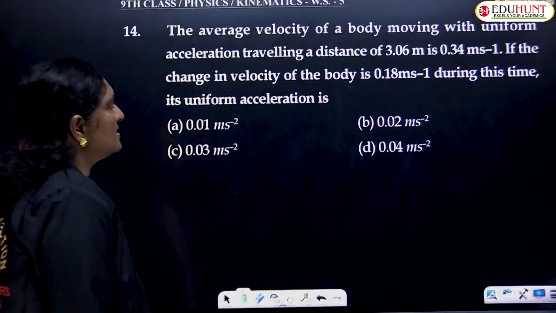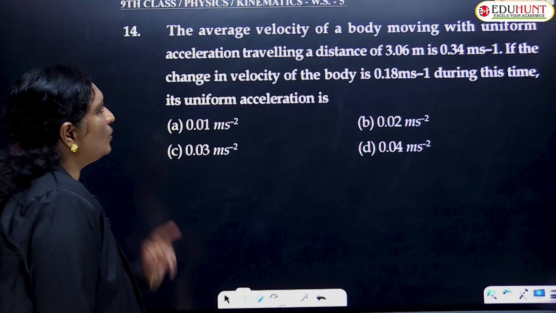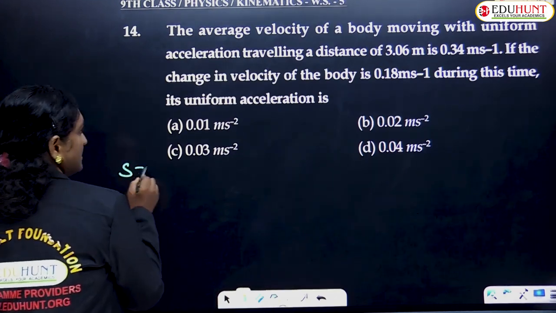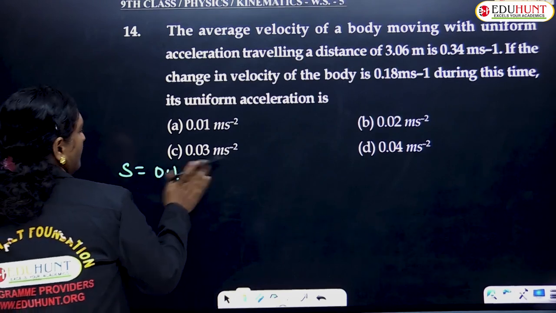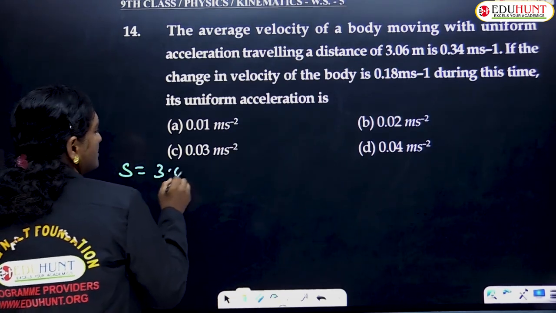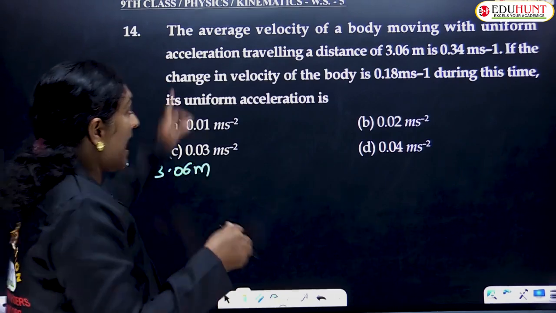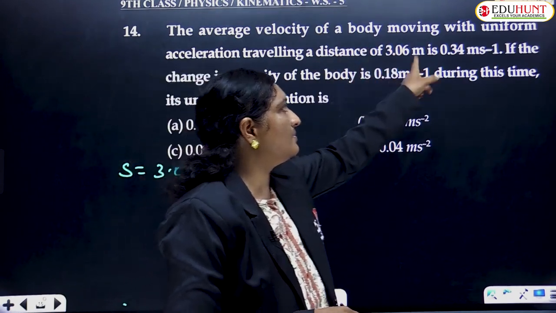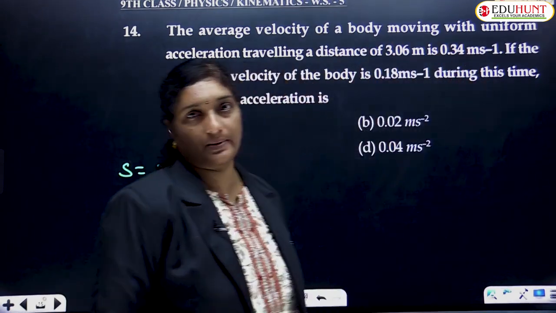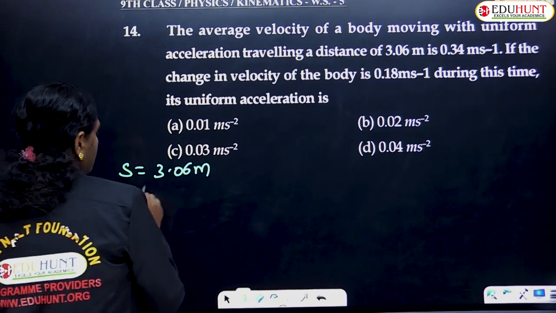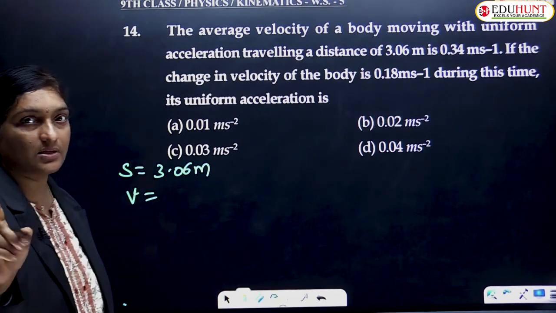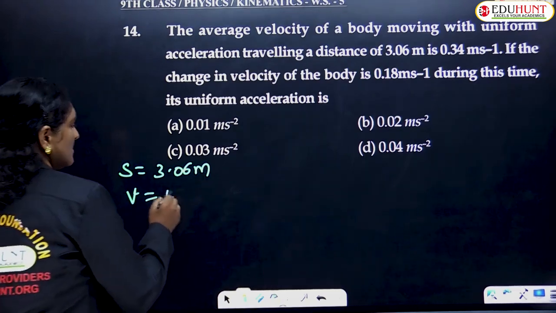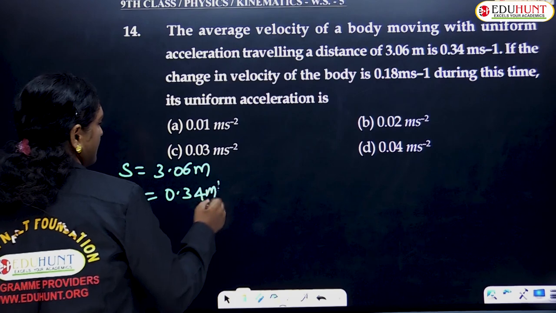So, average velocity of a moving body with uniform acceleration traveling a distance. What is initially given? Distance was given as 3.06 meters. The average velocity of the body is 0.34 meter per second. That means average velocity was given. This is average velocity, not final velocity or initial. It is average velocity, u plus v by 2. This was given as 0.34 meter per second.